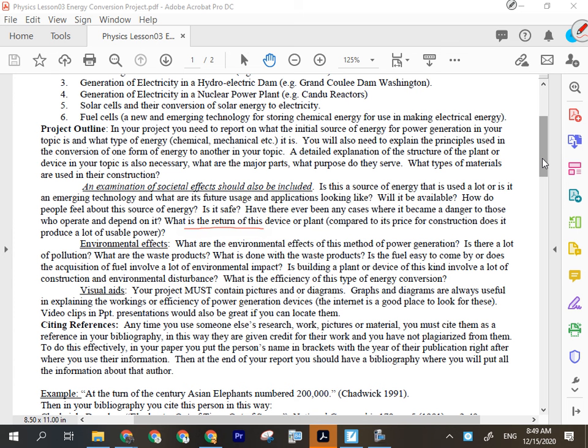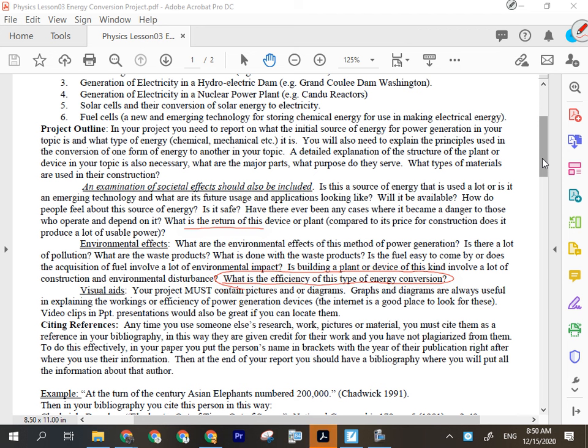What's the efficiency of this type of energy conversion? That's probably a big one. If you're looking at societal effects, look at efficiency. Do we get a lot of energy out of this, or do we have to use a lot of it because it's so inefficient? Stuff like that. But also, again, look at your waste products. What's done with them? How do you dispose of them? Things of that nature.